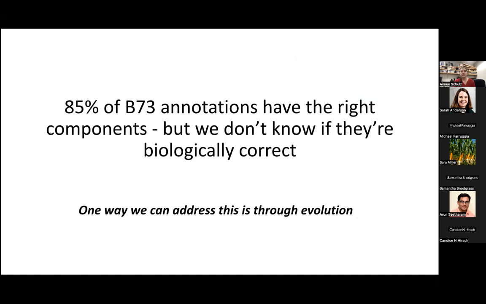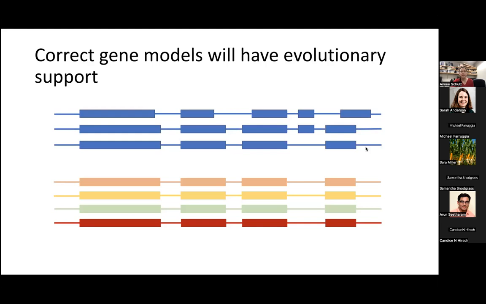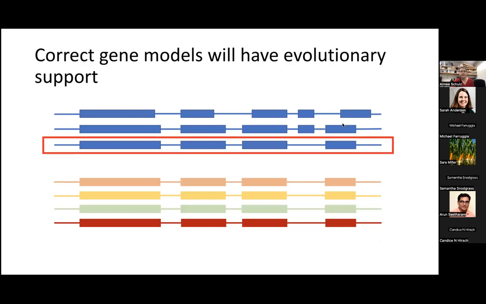And so one way that we can address this is through evolution. And so we can theorize that correct gene models are going to have evolutionary support. So say we have one maize gene shown here, and there are 3 different potential transcripts. You'll see there's variation in the number of exons, as well as the actual splice sites for these different exons. And if we take 4 closely related other species and align them, we now can see that this 3rd transcript here is actually the one that is evolutionary supported.